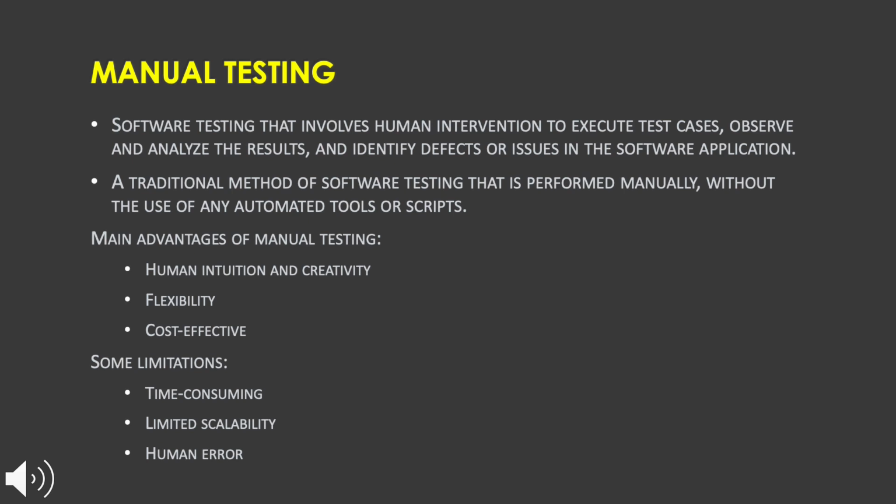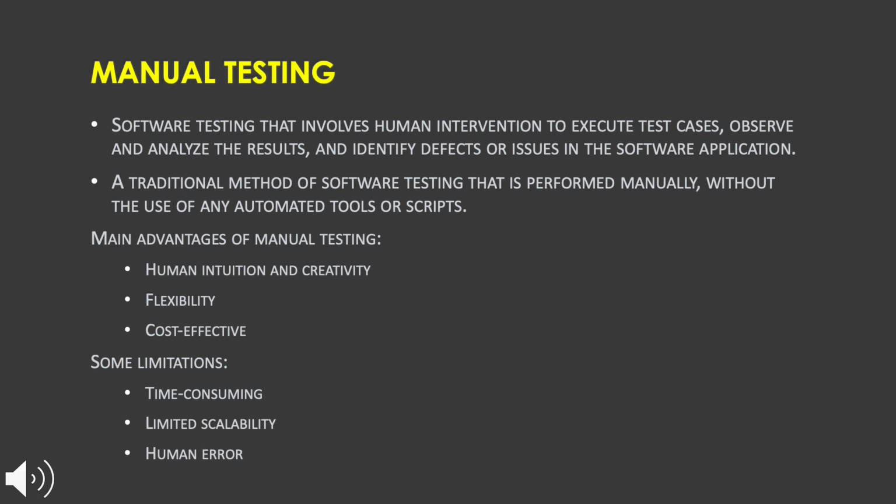Manual testing is a type of software testing that involves human intervention to execute test cases, observe and analyze the results, and identify defects or issues in the software application. It is a traditional method of software testing that is performed manually, without the use of any automated tools or scripts. Manual testing is typically performed in the early stages of software development, such as during the requirements analysis and design phases, as well as during unit and integration testing.